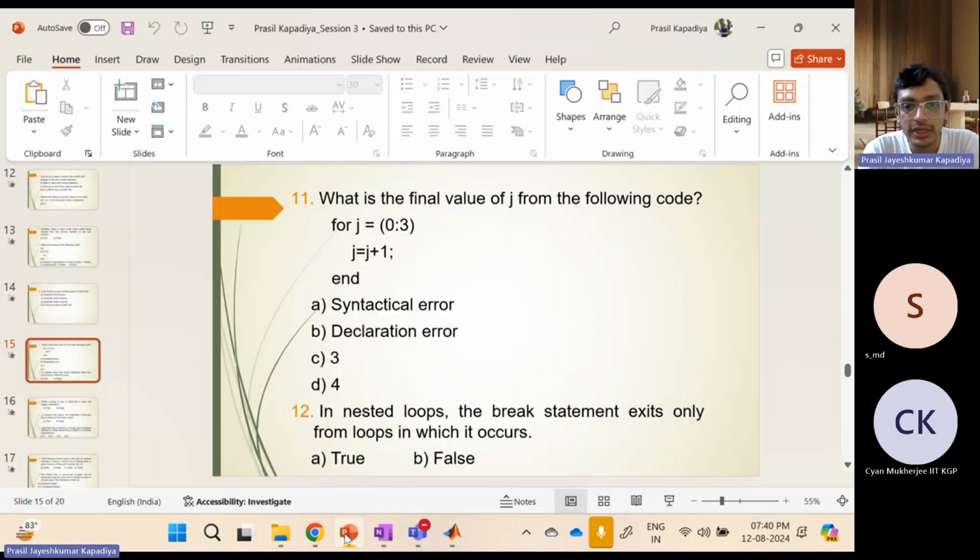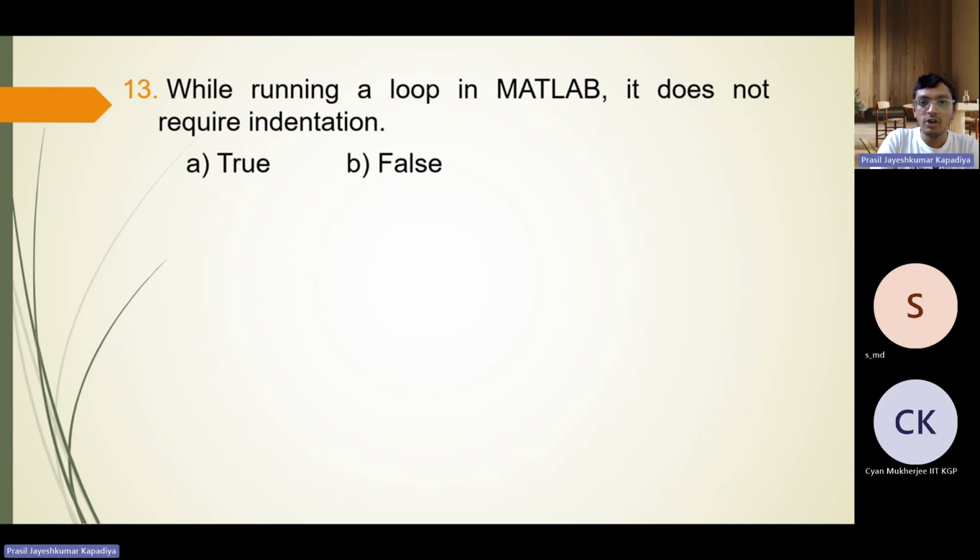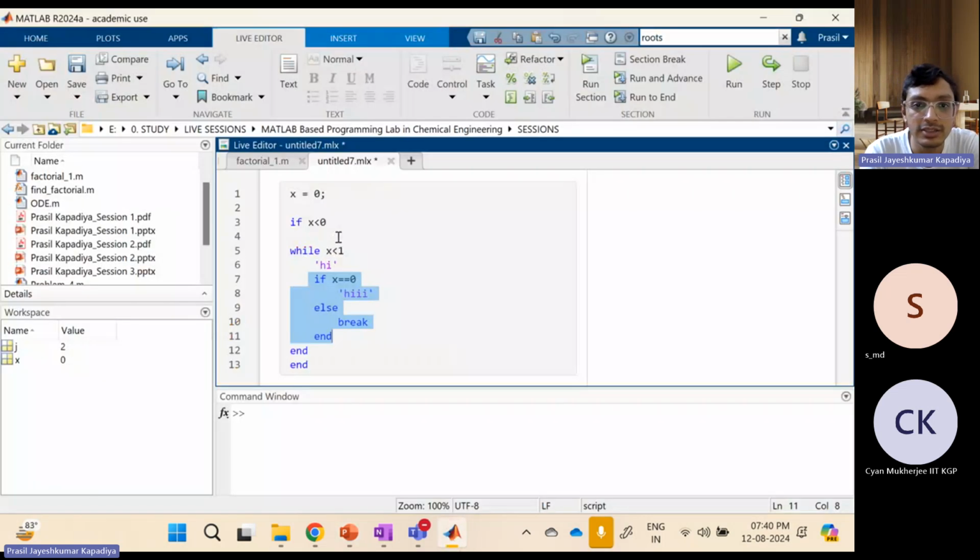Okay, so let's go with the next problem. While running a loop in MATLAB, it does not require indentation. Yeah, it does not require it, right? Let's say I'm writing something in C here. Let's say I'm writing it like this. So it's not indented, right?